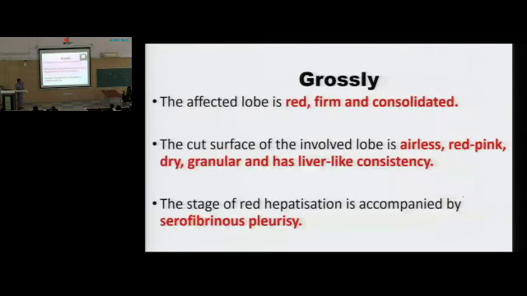So what you will see grossly is that the lung will be red, firm and consolidated, and the cut surface of the involved lobe will be airless, red-pink, dry, granular and have a liver-like consistency. That is hepatization, red hepatization of the lung. And the stage of red hepatization is accompanied by serofibrinous pleurisy also. The pleura on the side of the affected lobe is also affected, and that can have serofibrinous pleurisy.